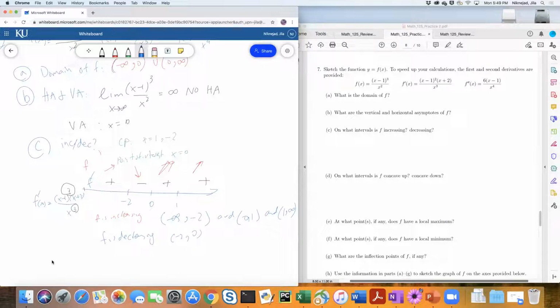Can I ask something real fast? Sure. Go ahead. How did you know that there were no horizontal asymptotes? Like, when you set the limit to infinity, how did you know, or do you plug in infinity to know? This is the fun part.